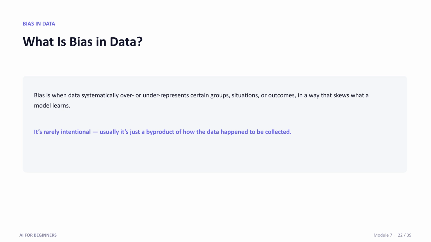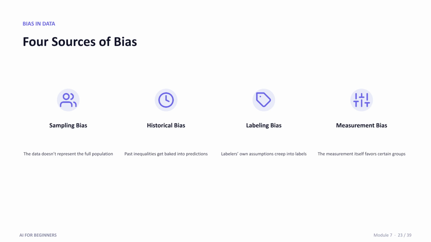Bias happens when data over or underrepresents certain groups or outcomes, skewing what a model learns. Crucially, this is rarely intentional. It is usually an unintended byproduct of how that specific data was collected. There are 4 primary sources of bias.